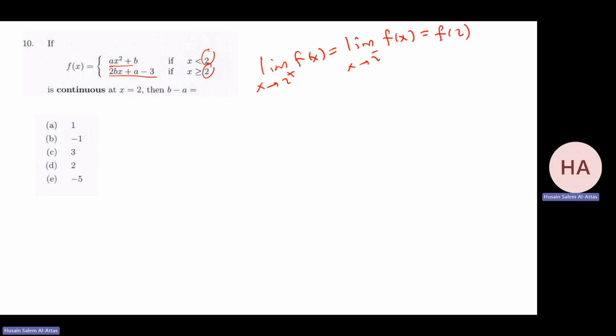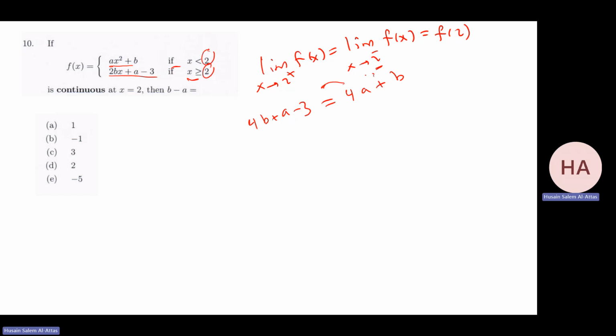Equal f at 2. From right, I am here. That means 4b plus a minus 3. From left, I am here. That will be 4a plus b. So we have what?